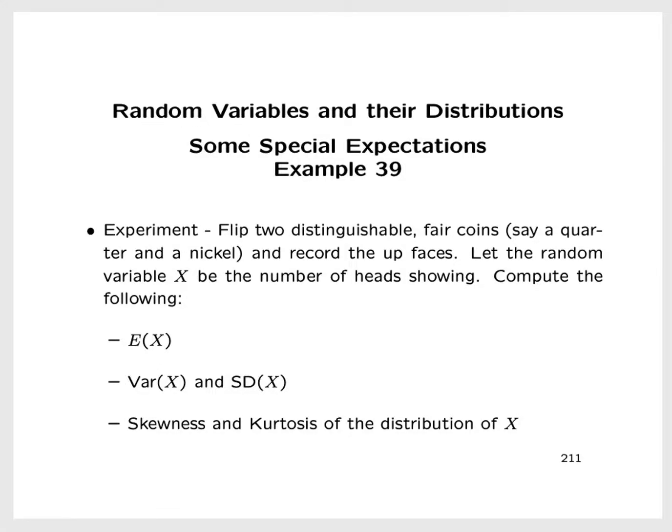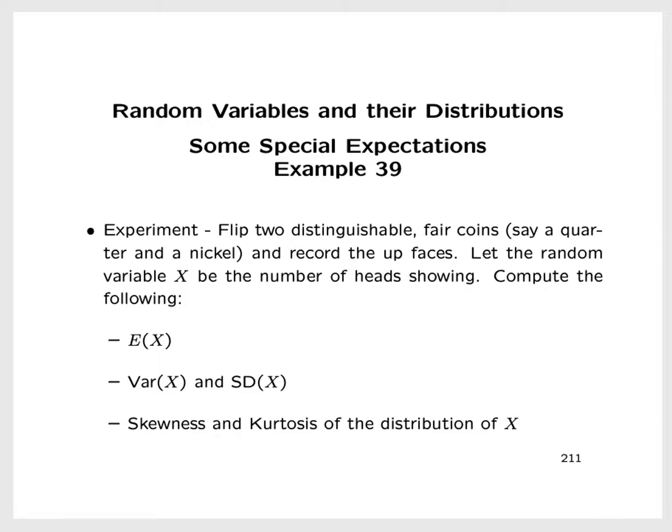So let's look at some examples of expectation. We'll start off with example 39. Here the experiment is to flip two distinguishable fair coins, say a quarter and a nickel, and record the up faces. Then let the random variable x be the number of heads shown.